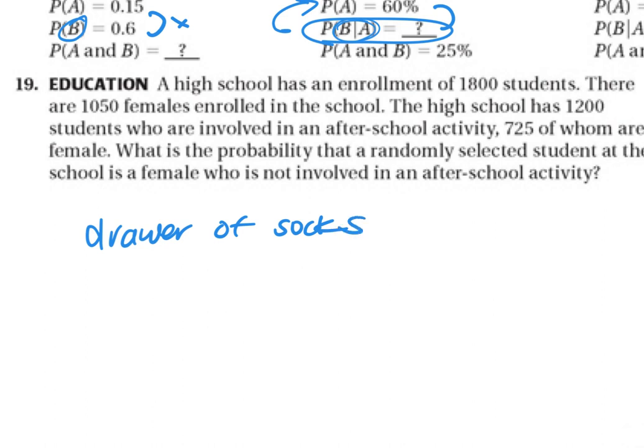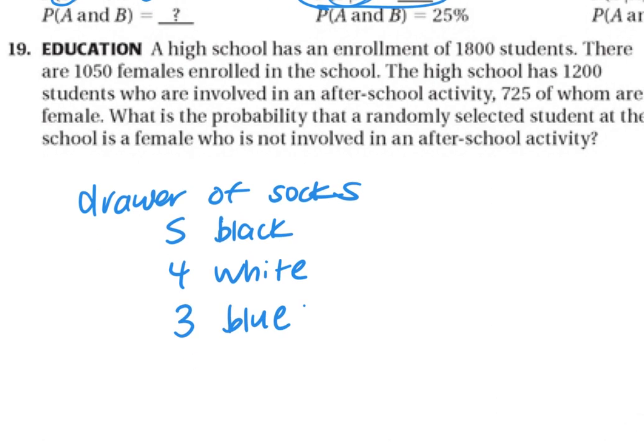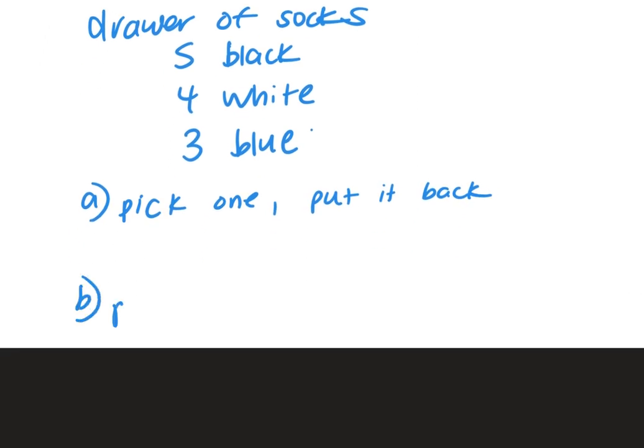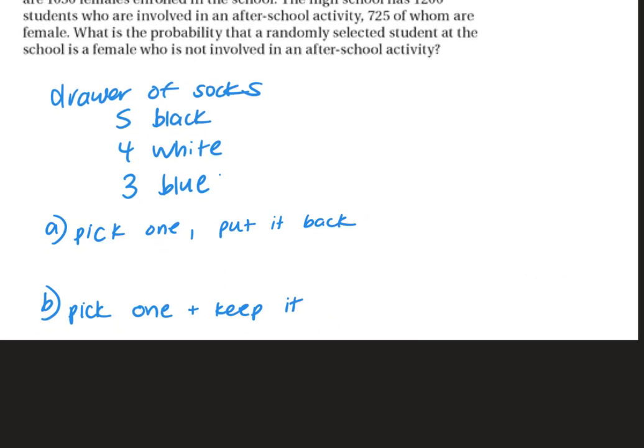Let's say there are 5 black socks, 4 white socks, 3 blue socks. Okay, so first scenario, you pick one, put it back. Second scenario, you pick one and you keep it. And then for both of these, we could say, what's the probability of getting 2 white socks?